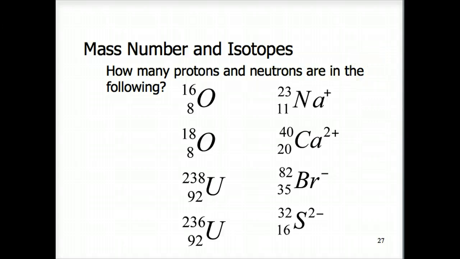Now, oxygens have 8 protons, and they have 92 protons in uranium. The way that you find out how many neutrons there are is to subtract: 16 minus 8, that would leave us with 8 neutrons. 18 minus 8, that would give us 10 neutrons in oxygen. Uranium, you can take 238 minus 92 to get 146, I believe. Yep.